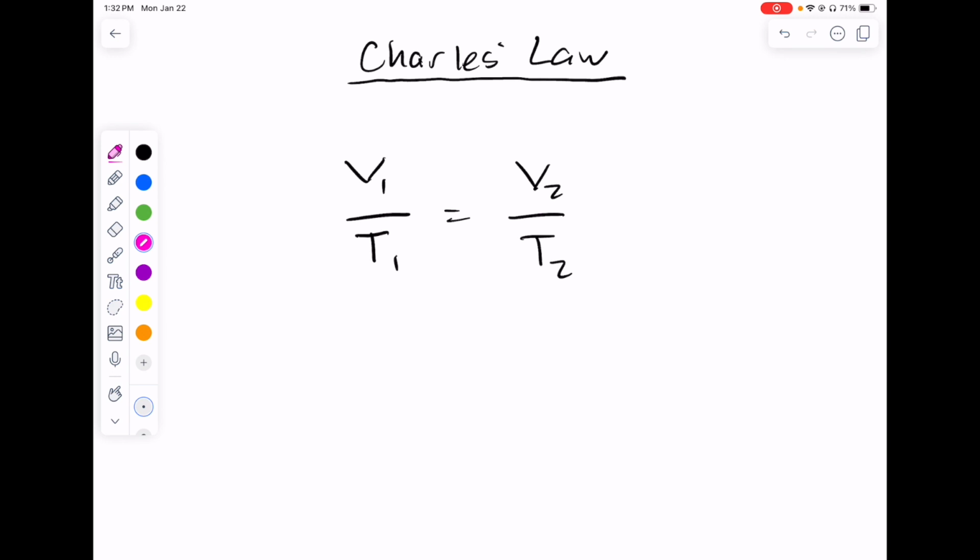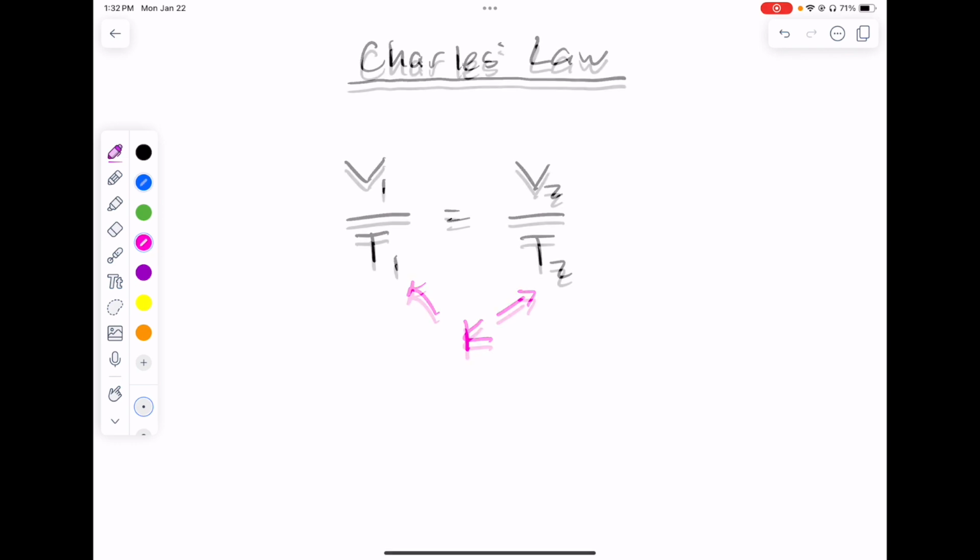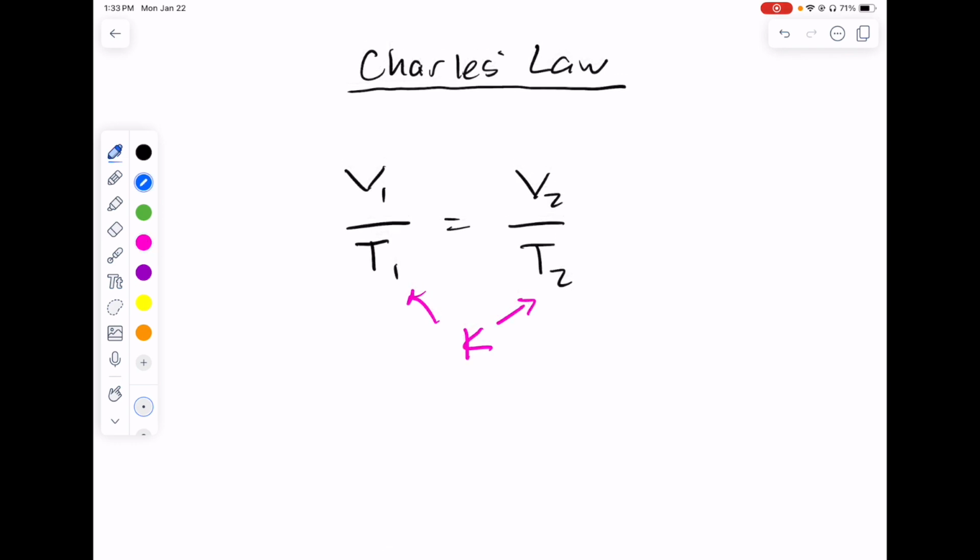This equation, called Charles's law, describes the relationship between temperature and volume. If we know the volume and temperature of a gas, if we change the temperature, we can calculate the new volume. Really important though, the temperature needs to be in Kelvin. Question 20 says we have a gas that is a volume of 600 mL and a temperature of 20 degrees Celsius. If we increase the temperature to 60 degrees Celsius, what will be the new volume?